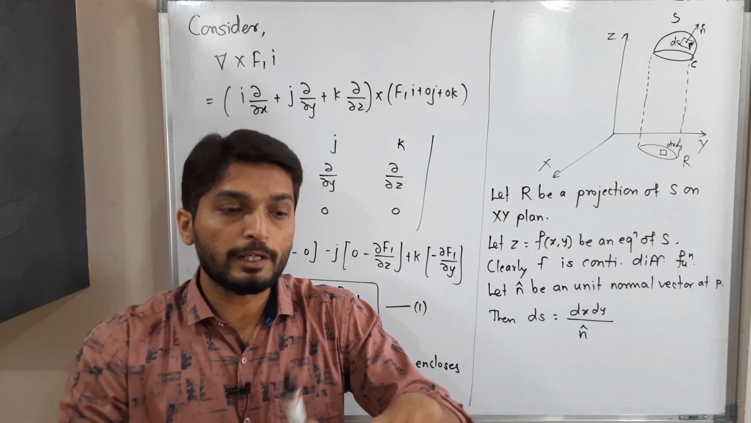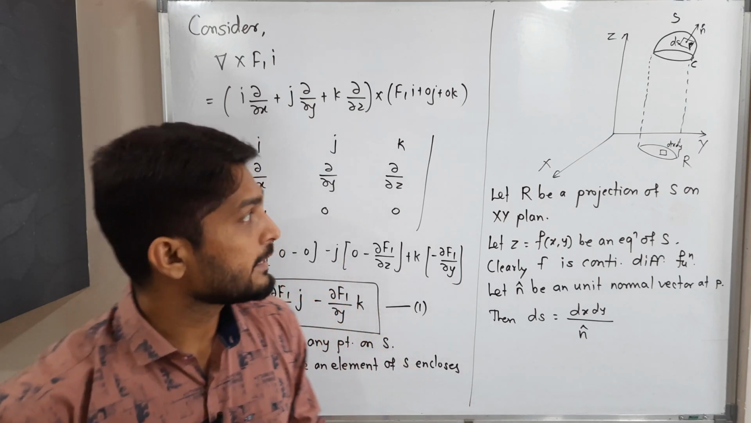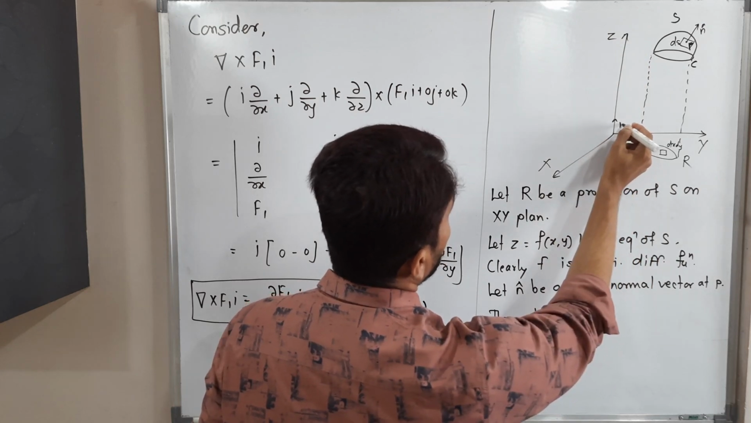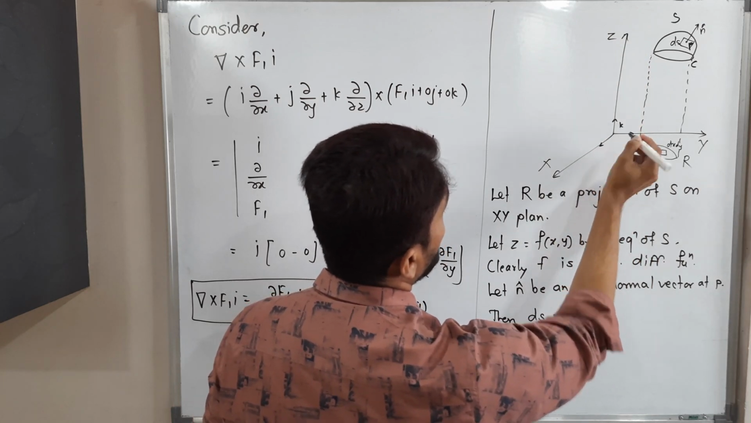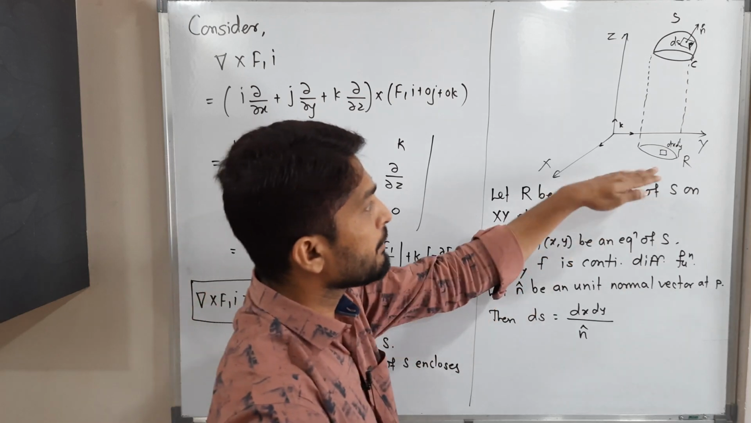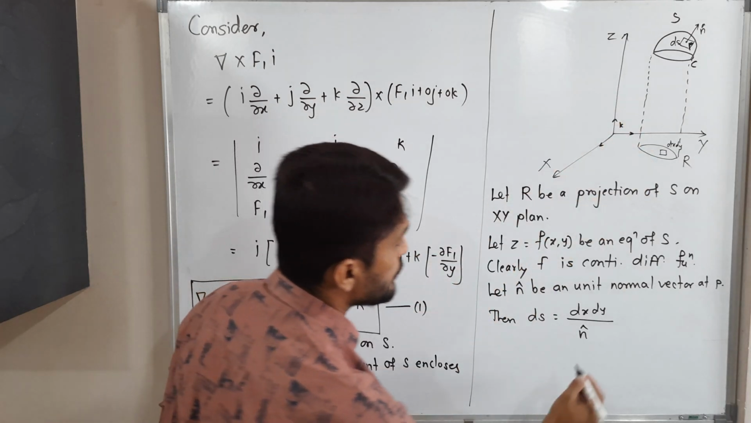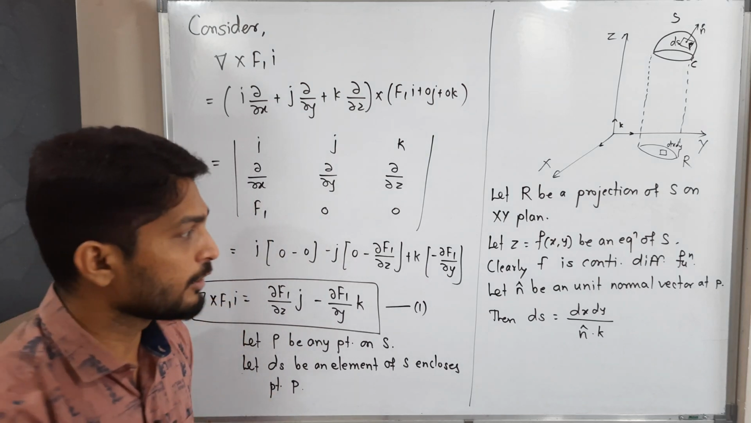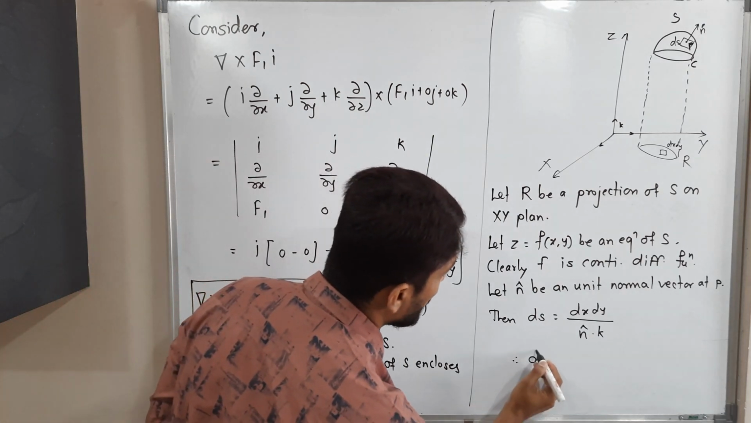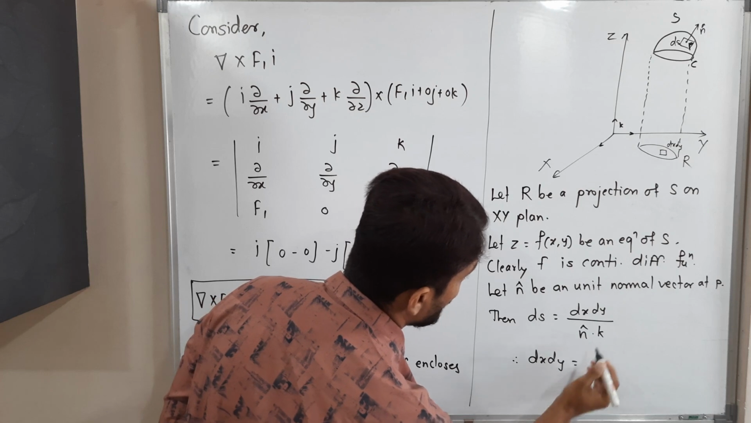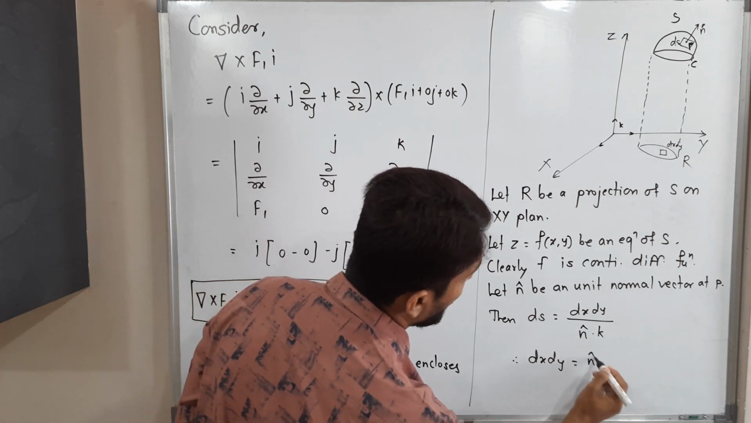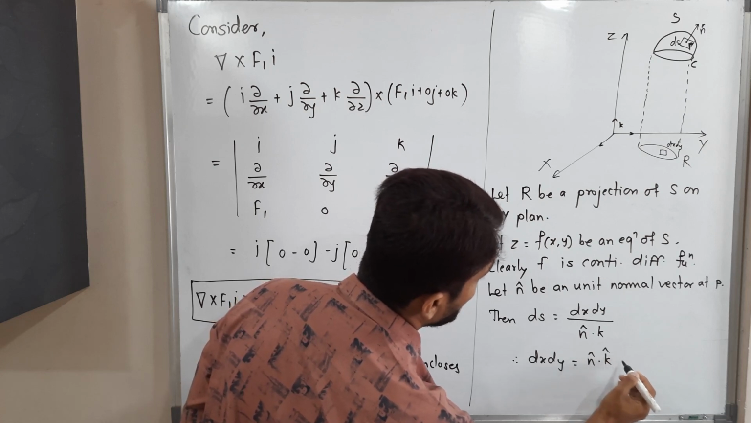What is a unit normal vector perpendicular to the xy plane? That is obviously k, which is in the direction of the z axis. So we have the vectors i, j and k here. The vector perpendicular to the xy plane is k, so I should take a dot product with k. Therefore dx dy is equal to n cap dot k dS.